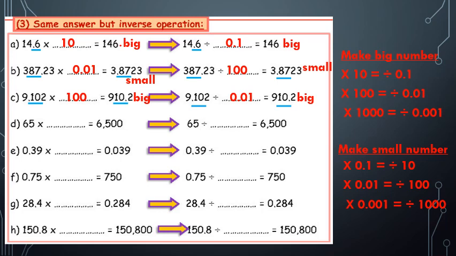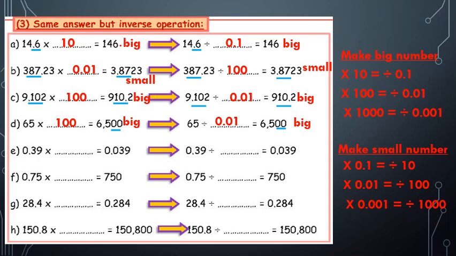D. 65 multiplied by what equals 6,500. The whole is bigger now. It was 65 and now 6,500. So we multiply by 2 zeros, multiply by 100. The quotient also is bigger. That means we divide by 100, because we have here 2 zeros and here nothing.